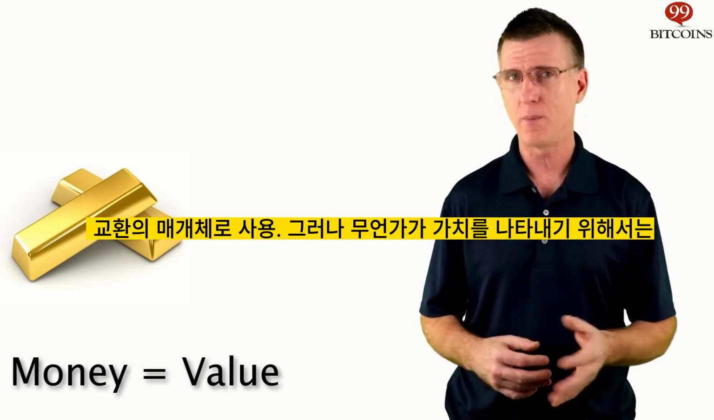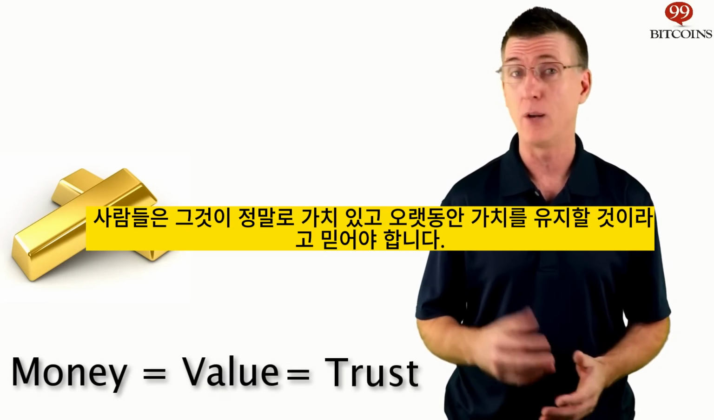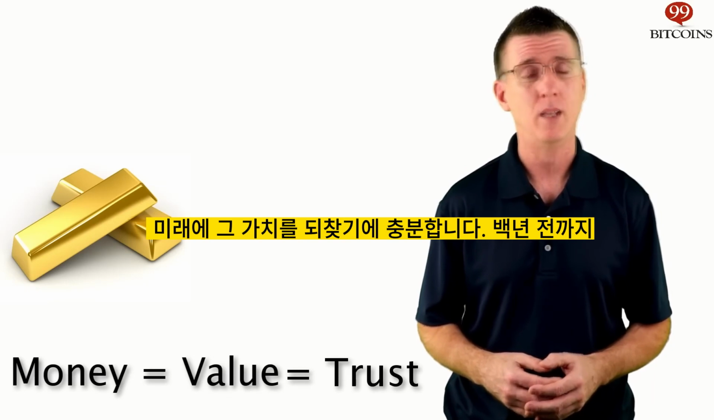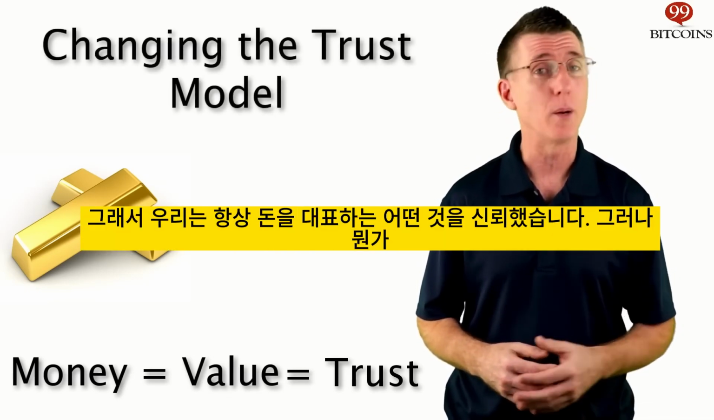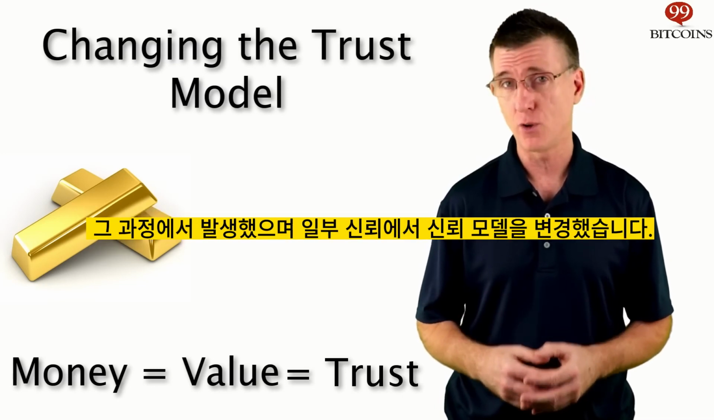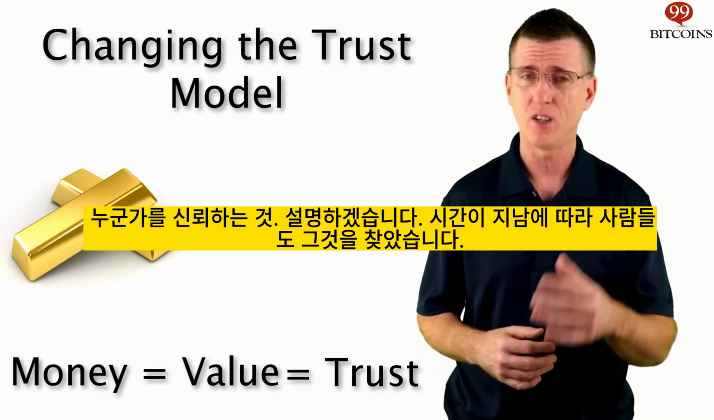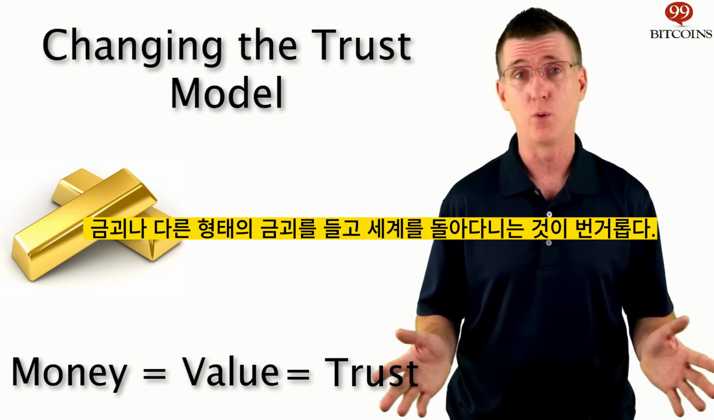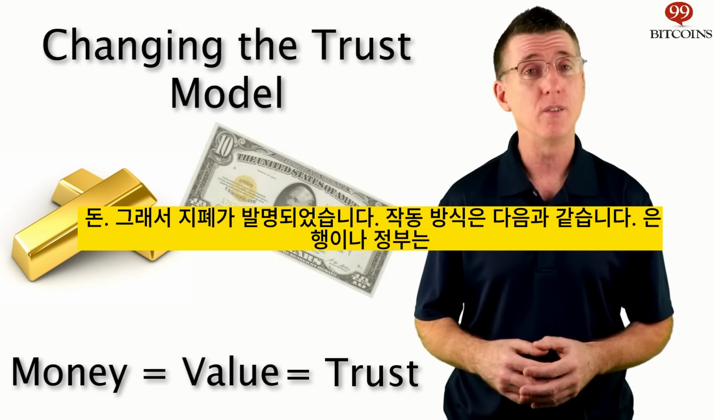However, in order for something to represent value, people have to trust that it is indeed valuable and will stay valuable long enough for them to redeem that value in the future. Up until 100 years ago or so, we always trusted in something to represent money. However, something happened along the way, and we've changed our trust model from trusting something to trusting in someone. Let me explain. Over time, people found it too cumbersome to walk around the world carrying bars of gold or other forms of money, so paper money was invented.